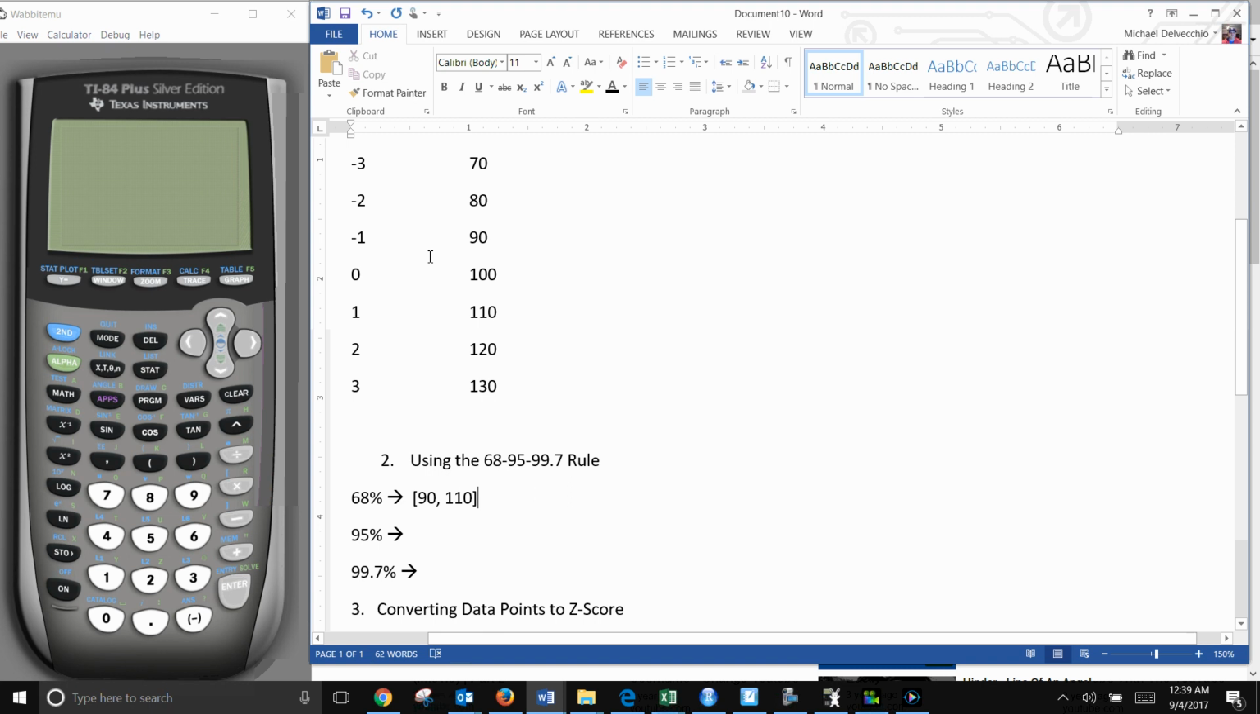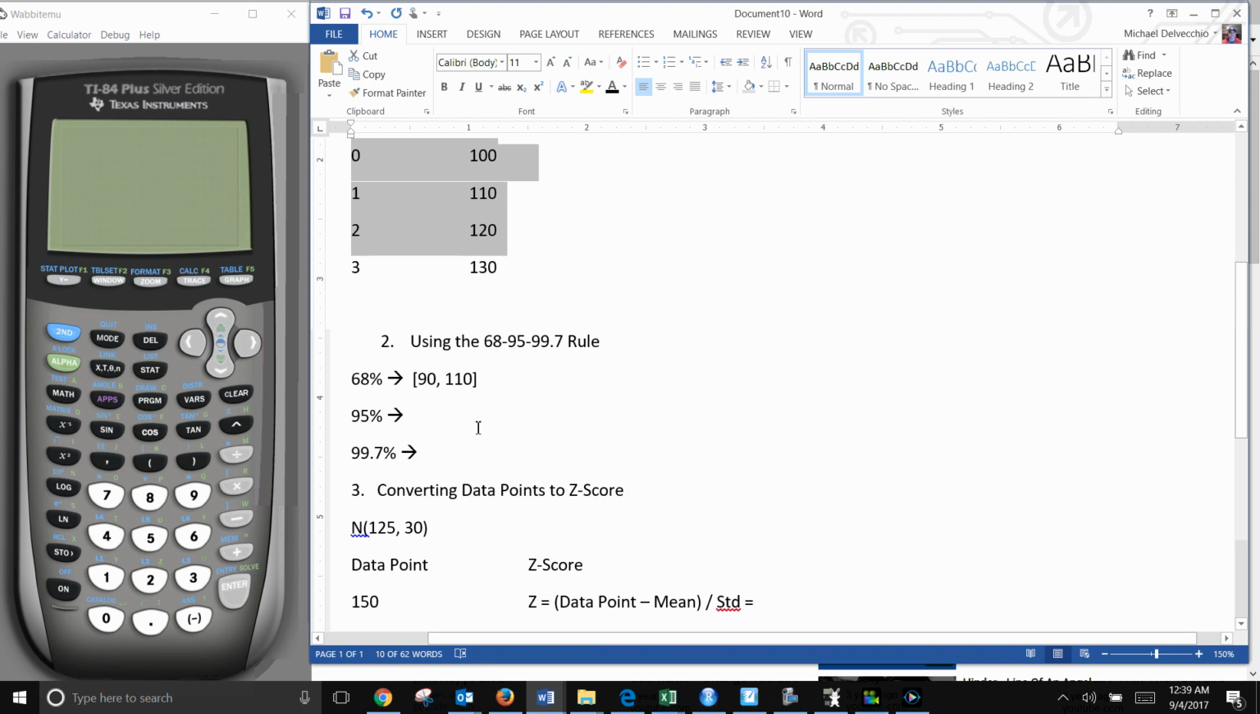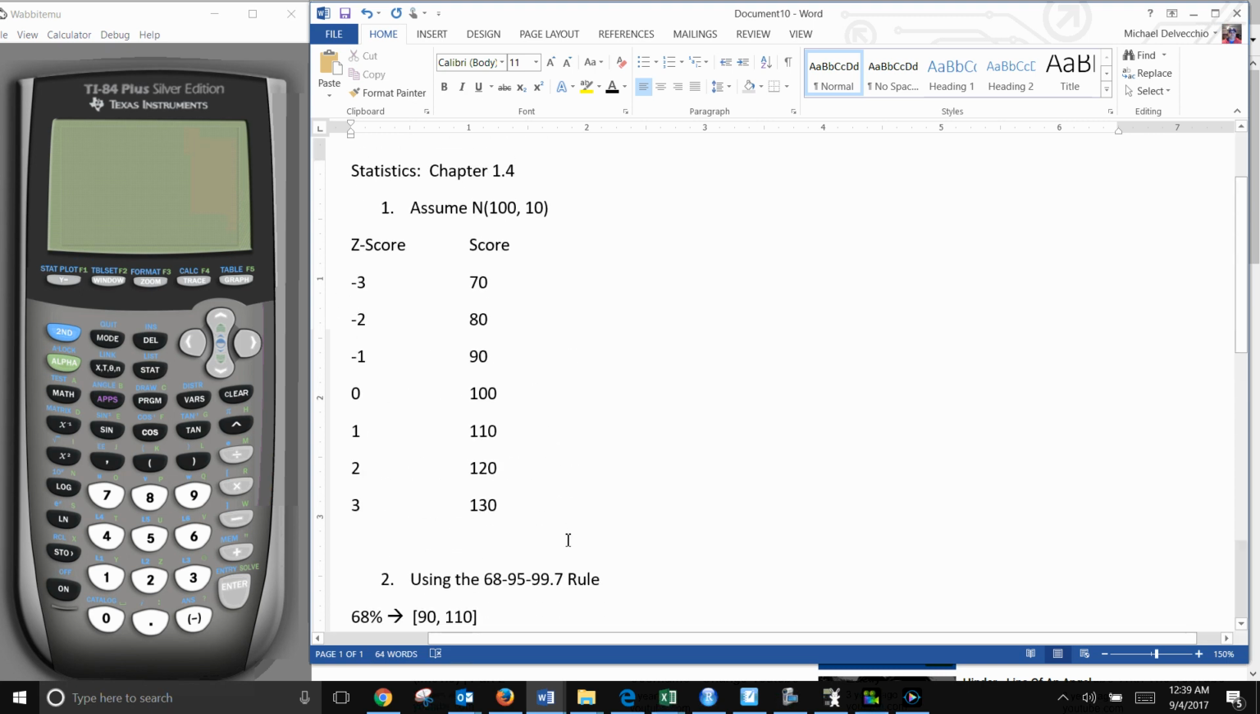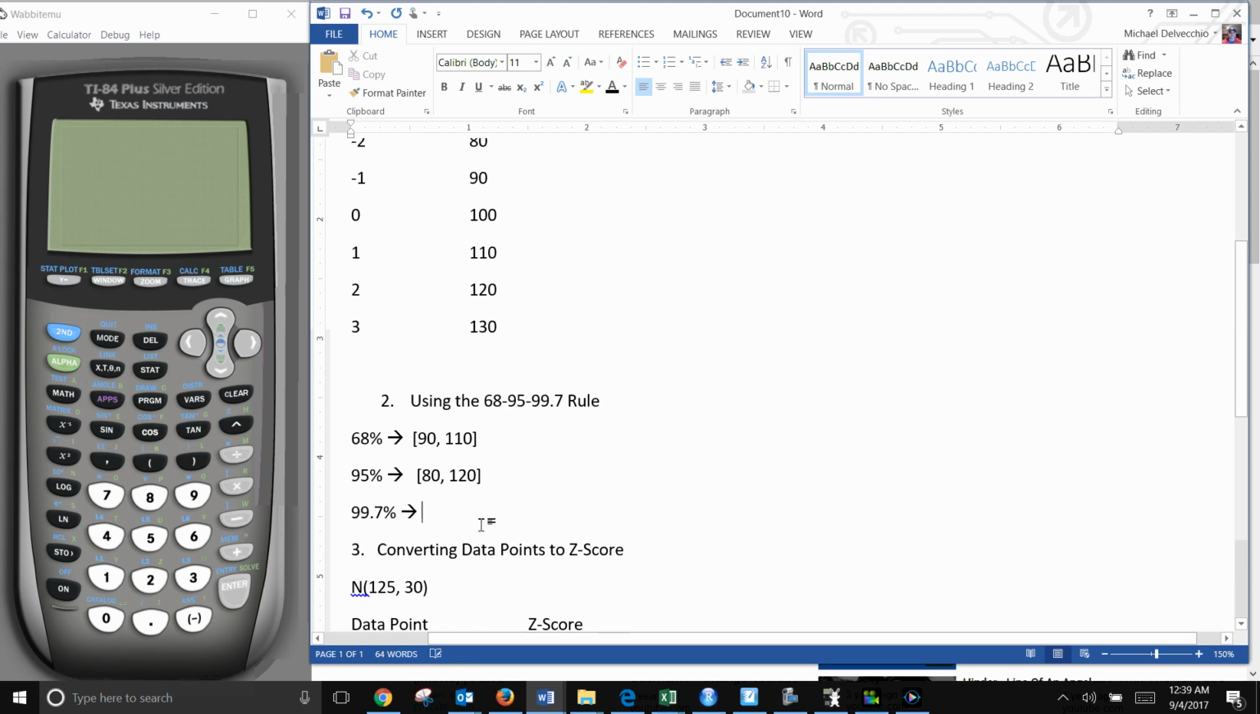95% is within two standard deviations. So that's going to be from -2 to 2, or from 80 to 120. All right. And 99.7% of the data is within 3 standard deviations, so it's going to be from 70 to 130.